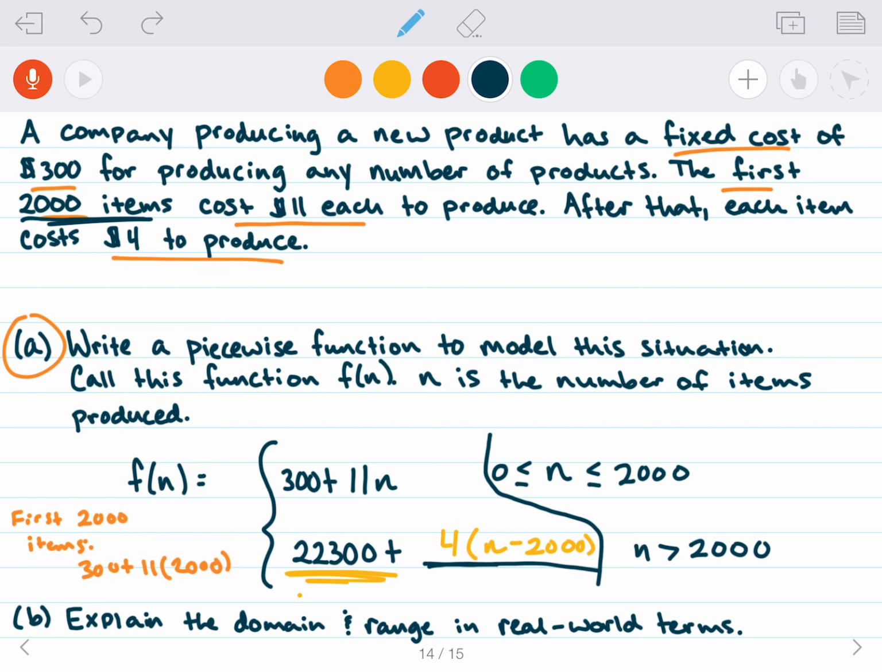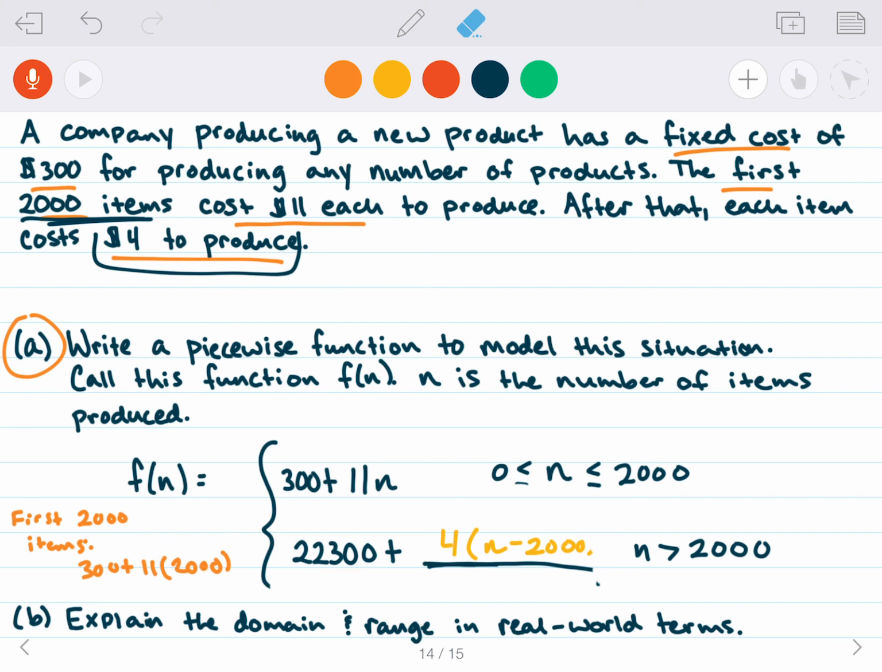1 times 4 is 4. So the cost of 2001 items is going to be the cost of 2,000 items plus the cost of one more after that, which is $4. Okay? So hopefully that makes sense. I know this is kind of a harder concept to wrap your head around, but really try to think about this example. This is actually a really important example.